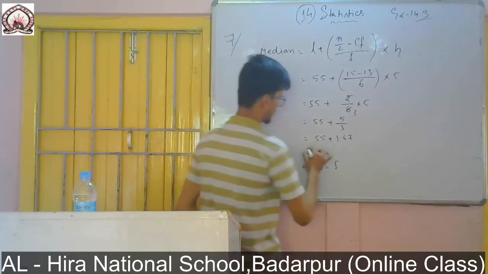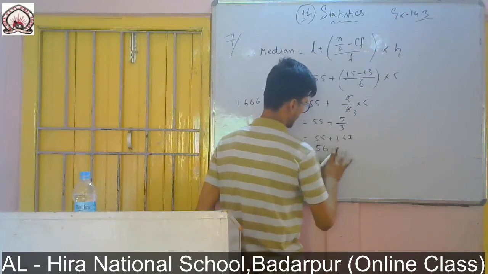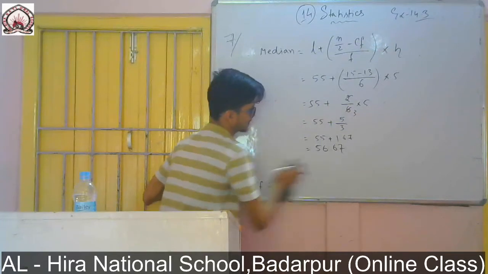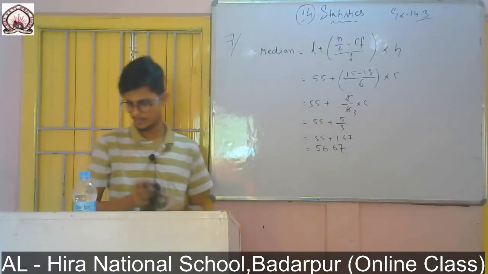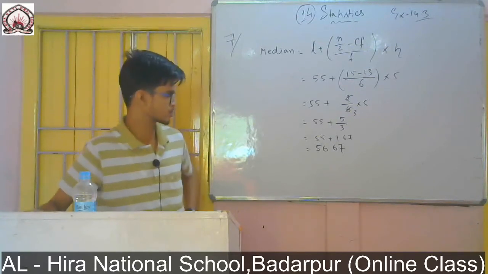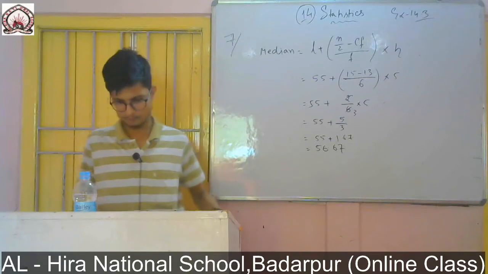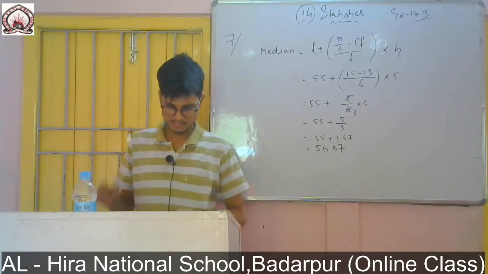So 55 plus 1.67 is equal to 56.67. So the last line will be: therefore the median weight of the students is equal to 56.67.